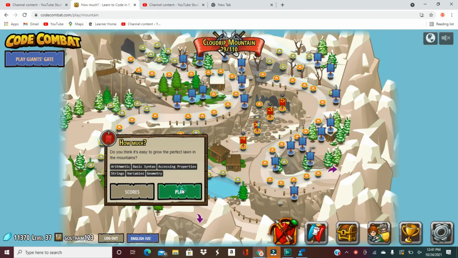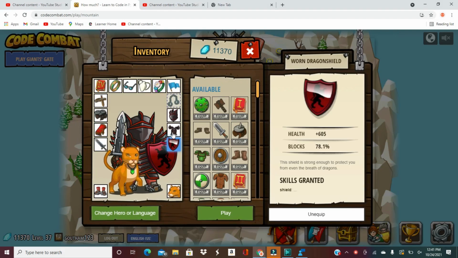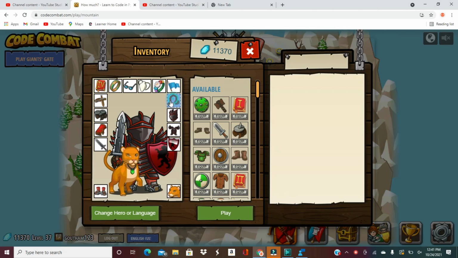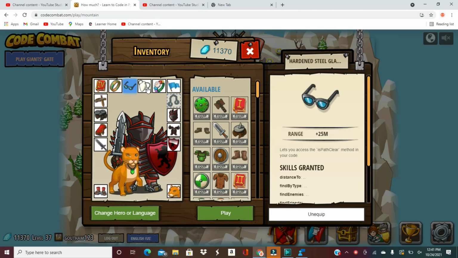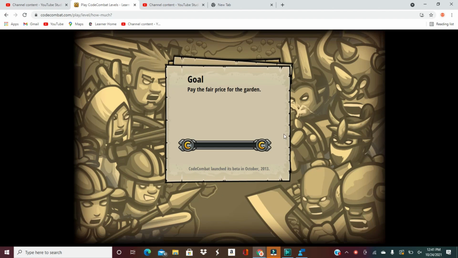Okay guys, so now we are just going to go over the equipment. You don't need anything like gear, because we're not fighting. All you need are the nice glasses and a stone which can help you. So all you need are nice glasses, stone, and the programming code, because we're gonna use math to code out the value of how much a plot of land is worth, or the garden.